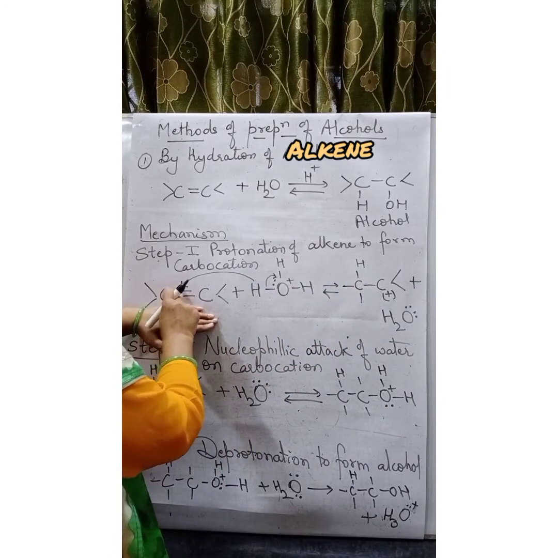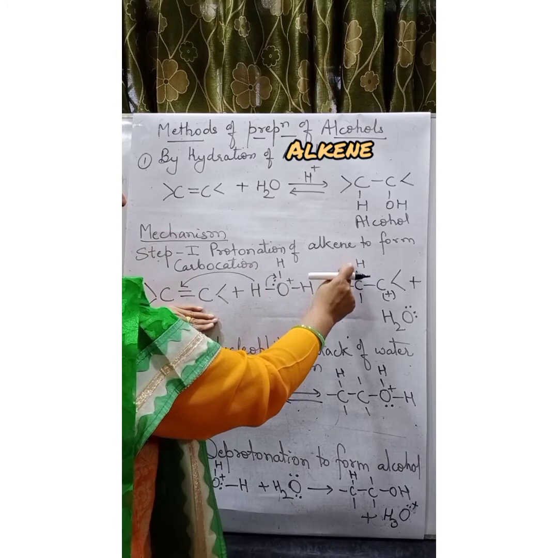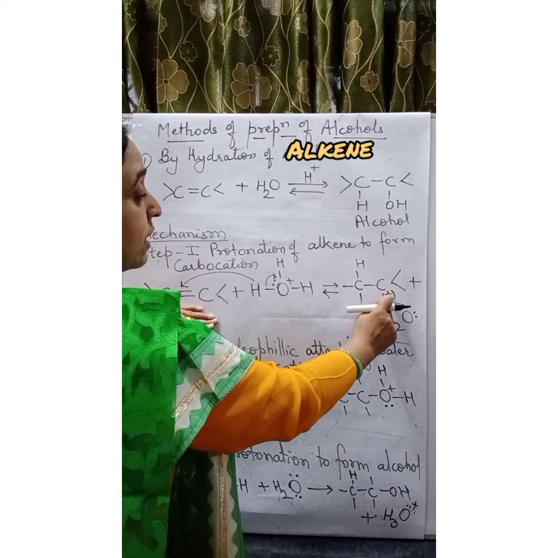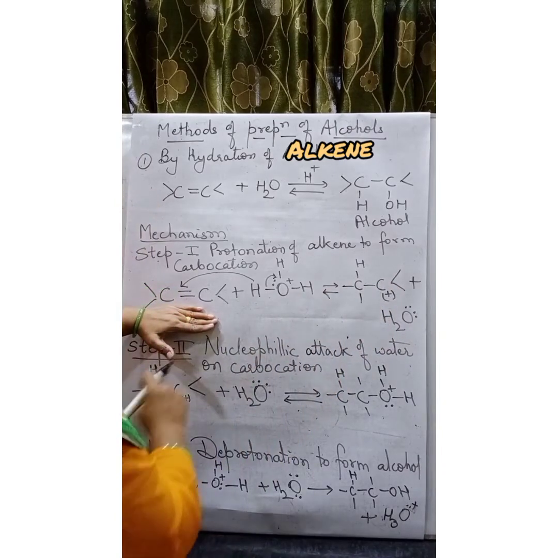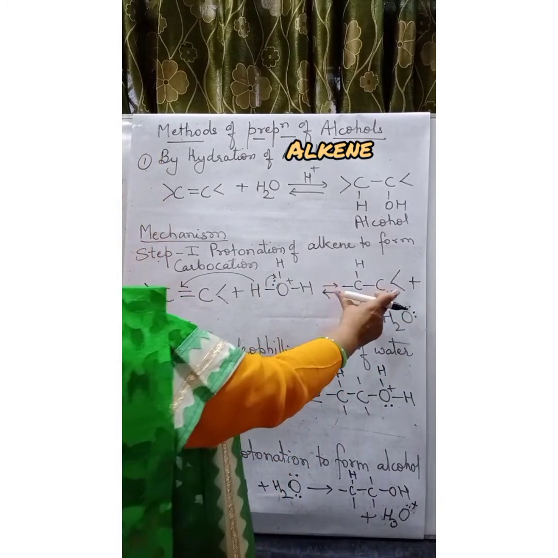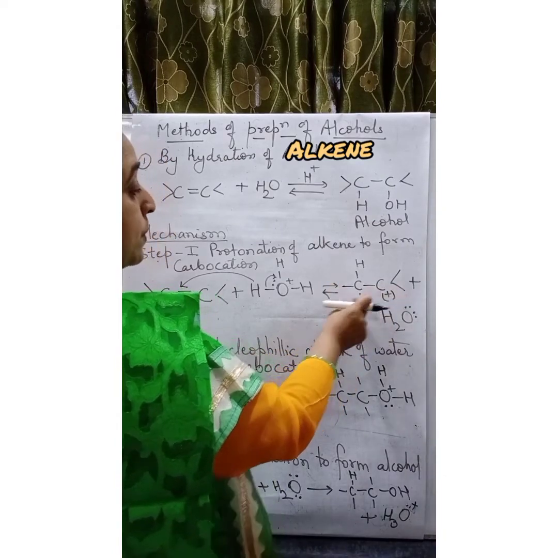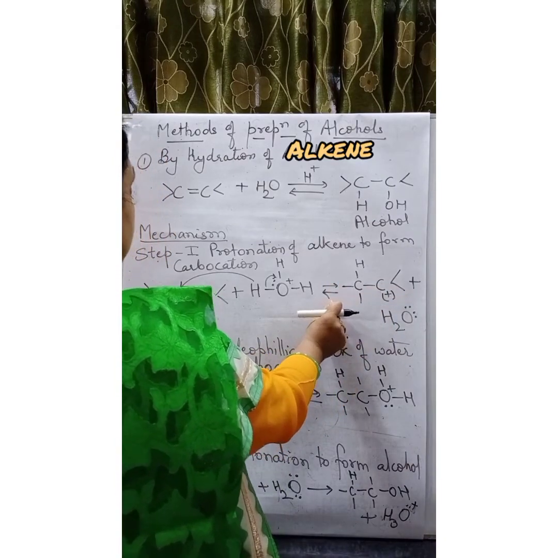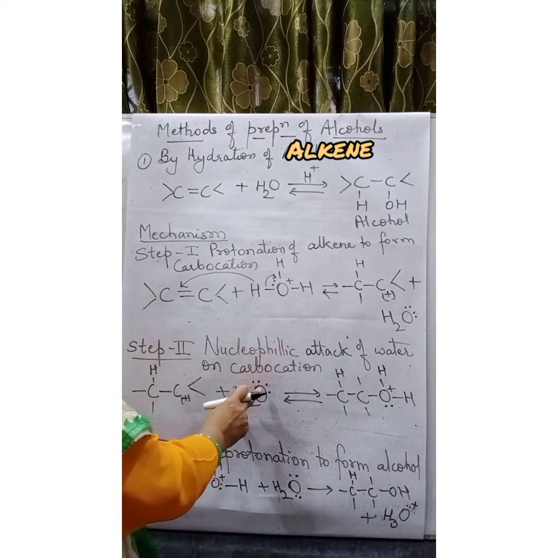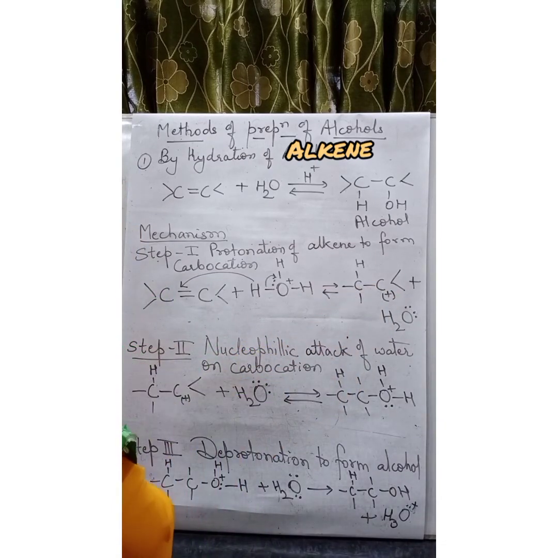One of the pi electron is used up in forming a bond with hydrogen. This carbon becomes deficient, so develops a positive sign, and we get back the water molecule. So this is a carbocation formed. It is a reversible step. In step number 2, this carbocation is attacked by water, and it is a nucleophilic attack.